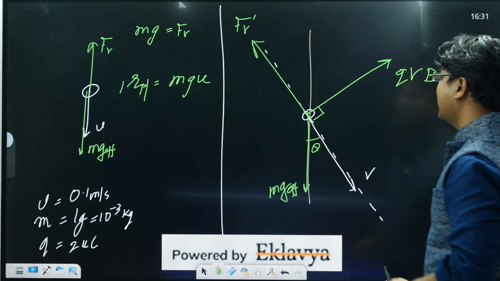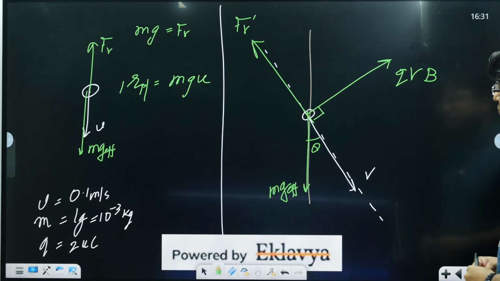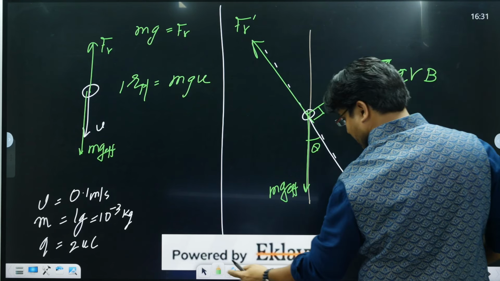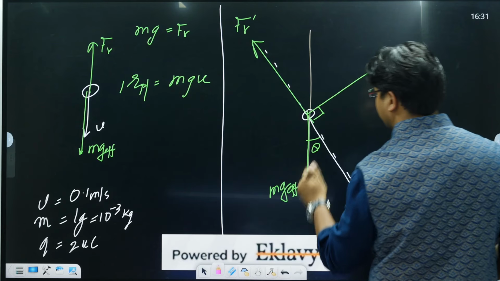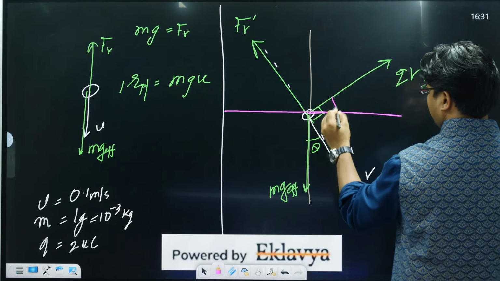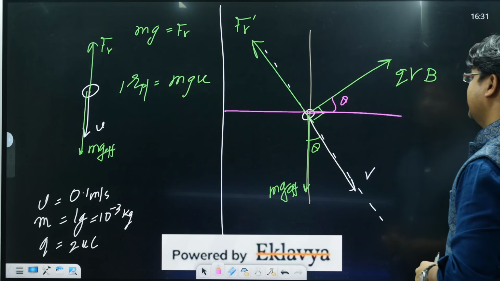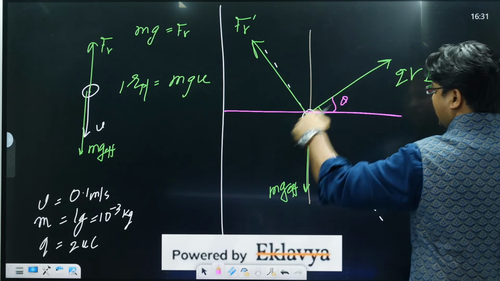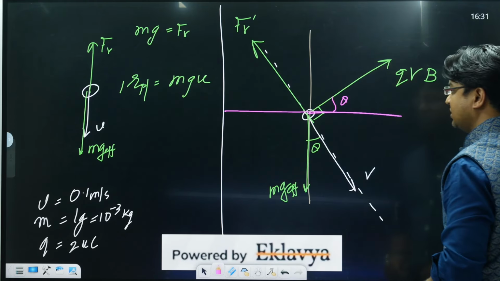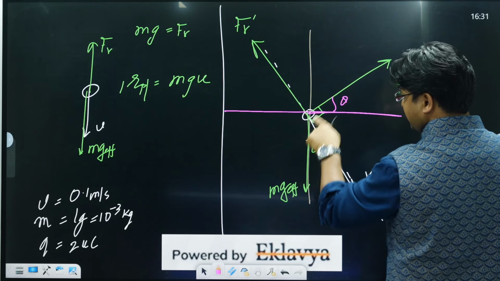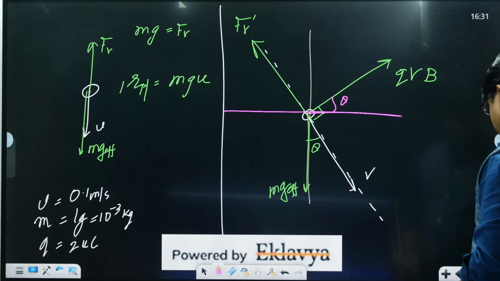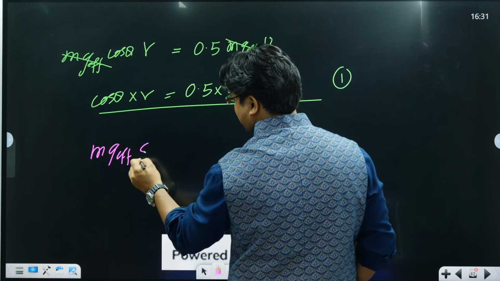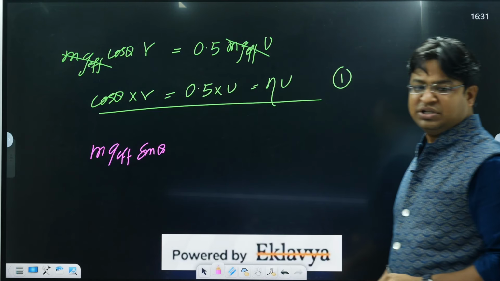Now I'll go back. We got v cos theta, right? If I draw a horizontal line here, this angle will be theta. I'm trying to choose this direction so that FV prime doesn't come into play. So the component of mg effective here would be mg effective sine theta.